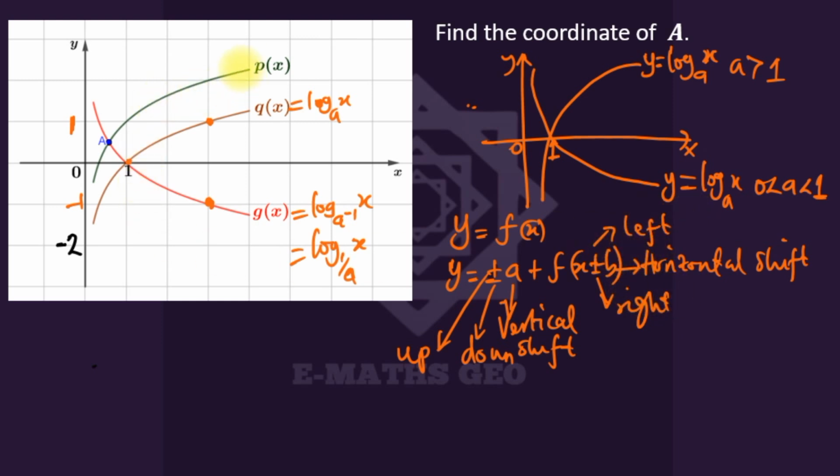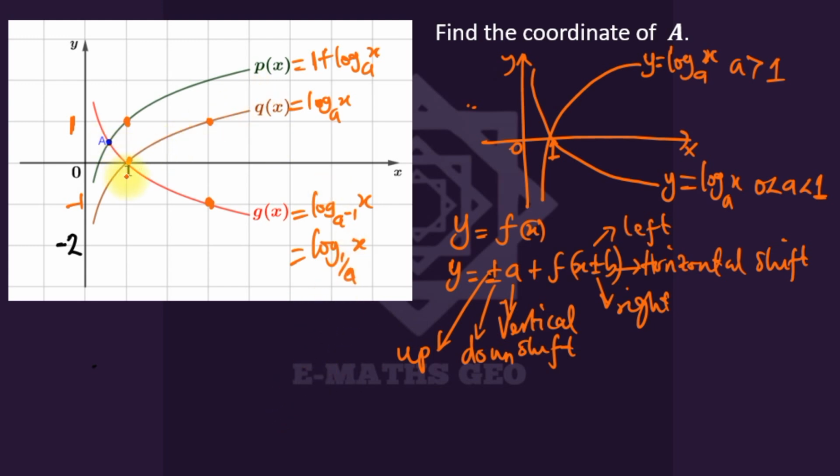So that's how we got P of X. If you shift this, check, this is a 1 point. If you shift one unit up, so my a is 1, you see that P of X is now 1 plus log base A of X. So with that, we can now solve for what we are looking for.